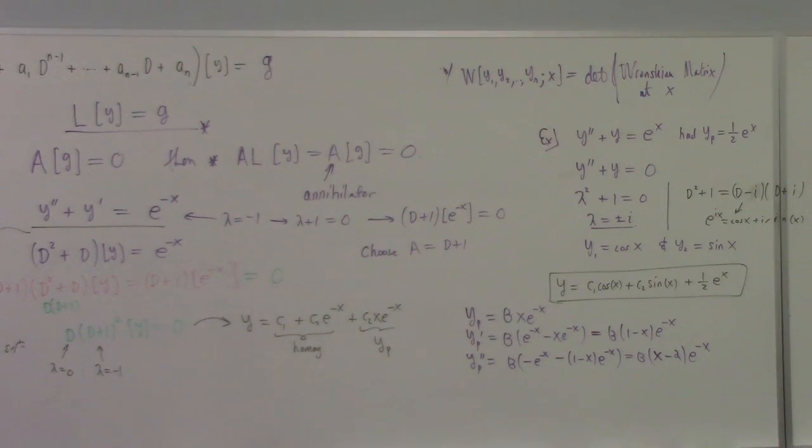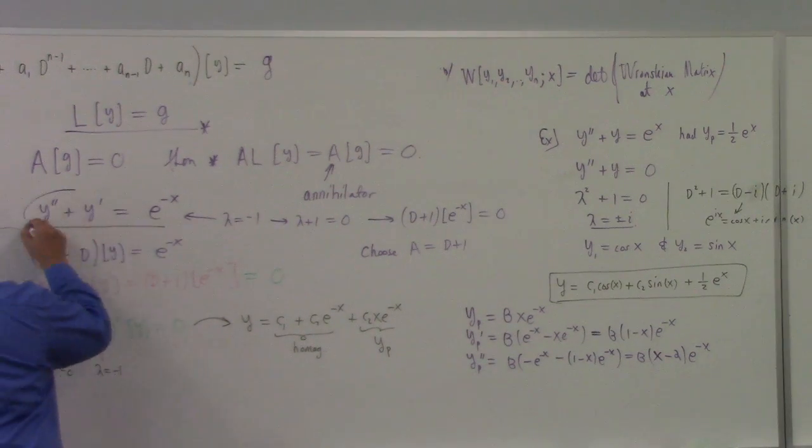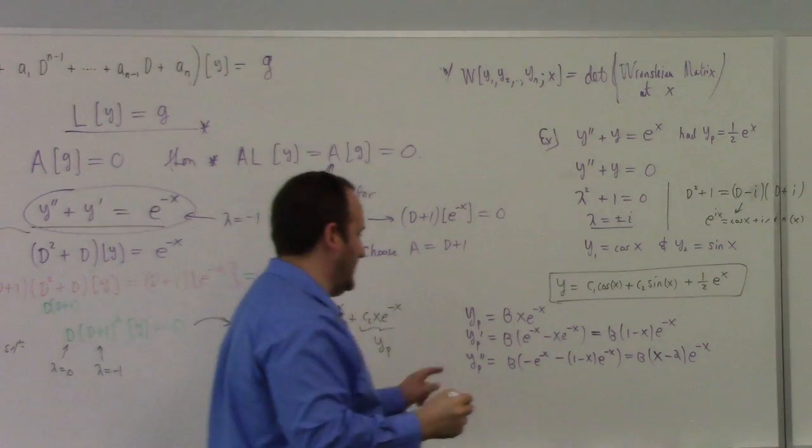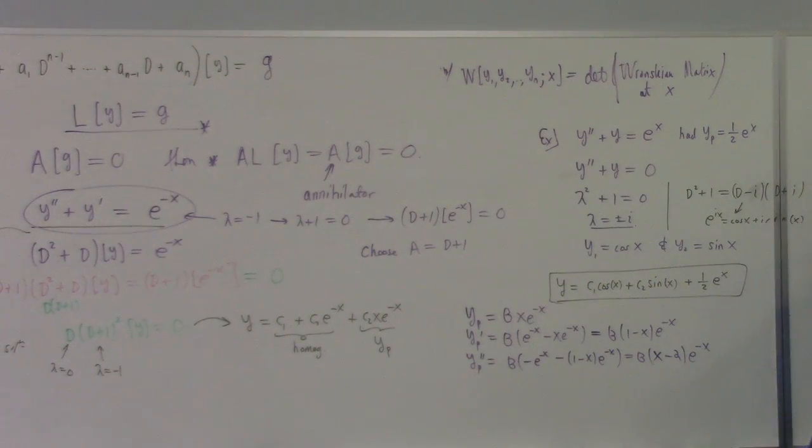This is supposed to be a particular solution, which means I can plug it back into my differential equation. So I need to solve yp double prime plus yp prime equals, what was it? e to the minus x. Putting these in, I've got b times x minus 2 e to the minus x plus yp prime, which was b times 1 minus x e to the minus x, equals e to the minus x. Now, if I've done this right, yes, I've done this right.